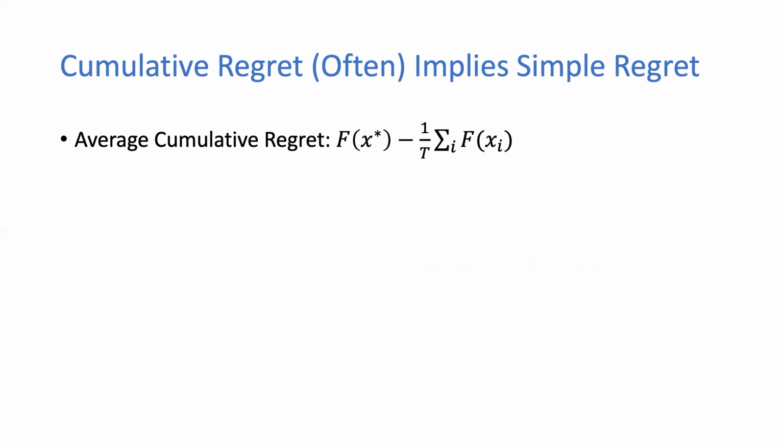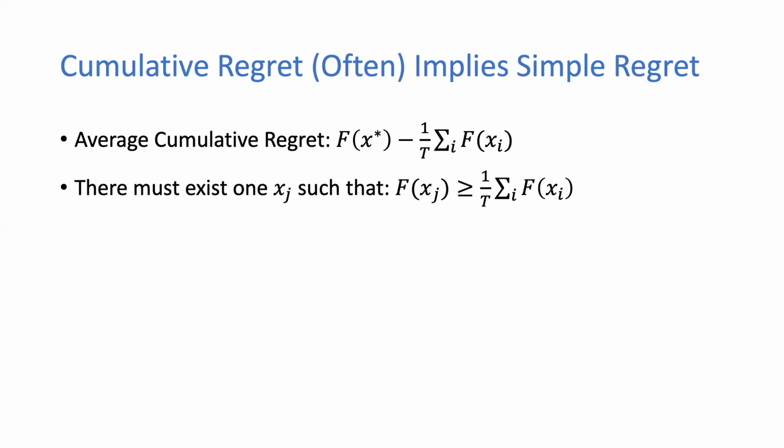It should be noted that cumulative regret often implies simple regret. To see how this works, we can write the average cumulative regret. So it's the same as cumulative regret, which is divided by capital T, the number of interaction steps. So it's the same concept, just divided, just to make everything more mathematically convenient for this particular derivation.